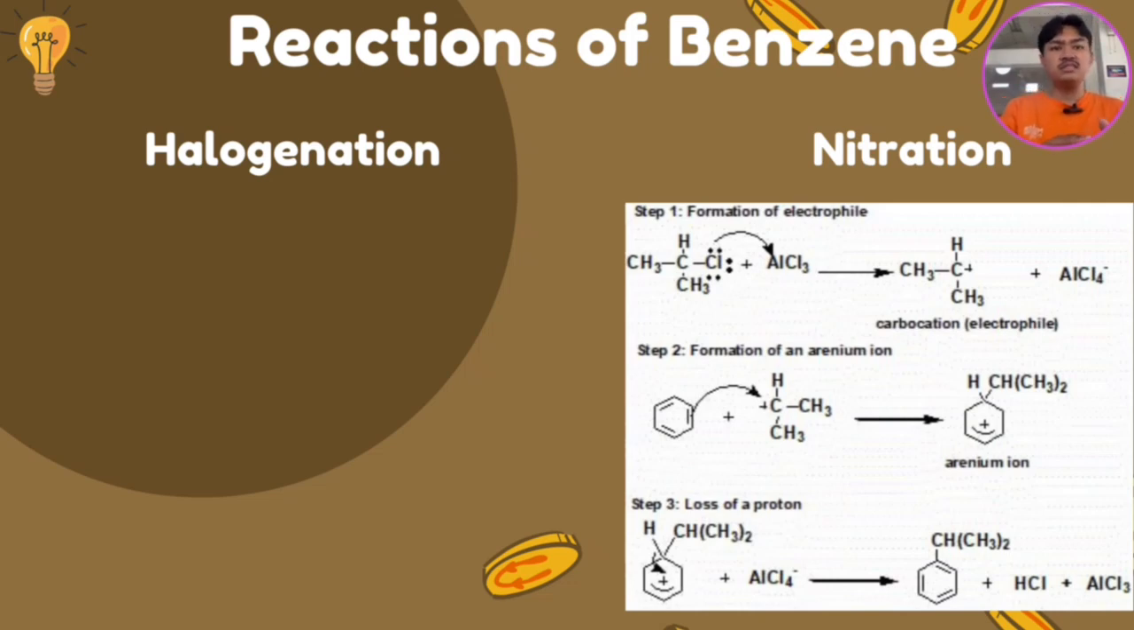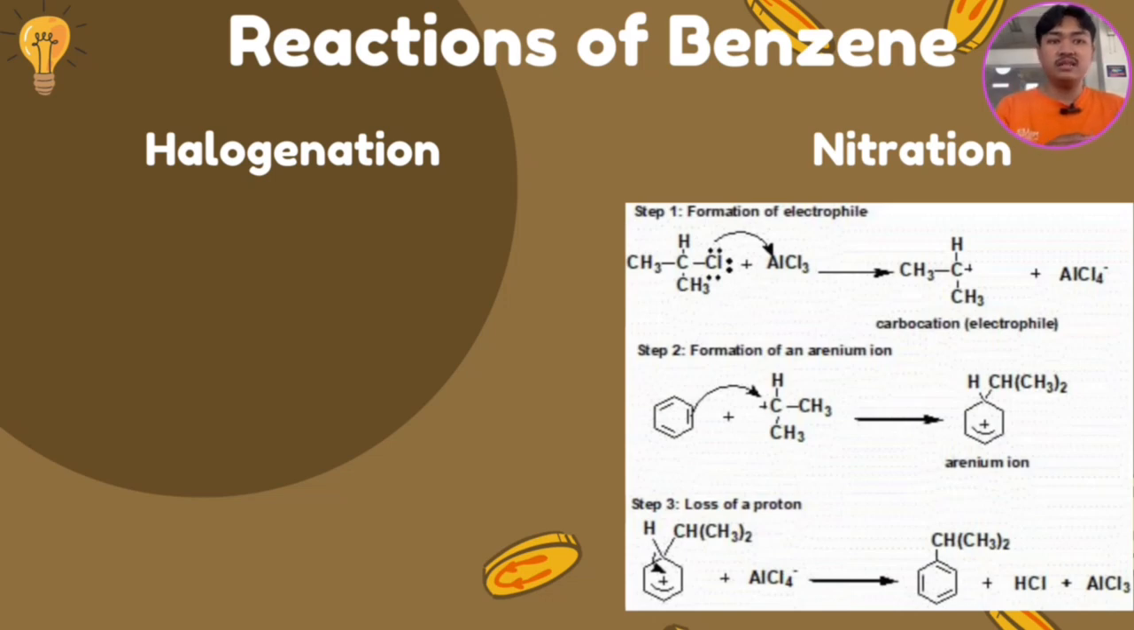Benzene reacts with concentrated nitric acid at 323 till 333 K in the presence of concentrated sulfuric acid to form nitrobenzene. This reaction is known as nitration of benzene.